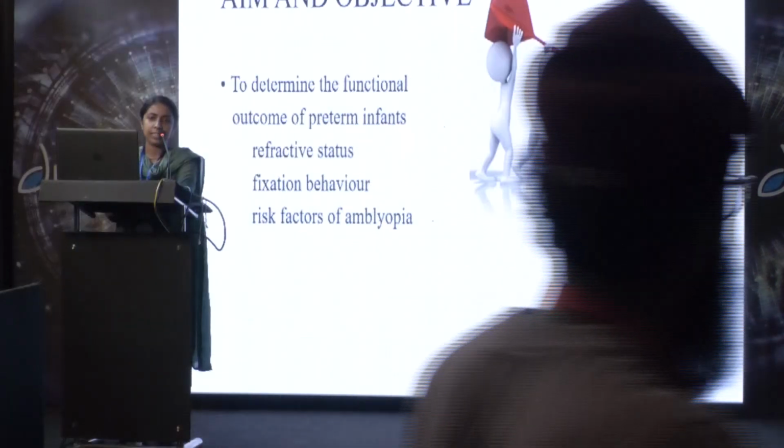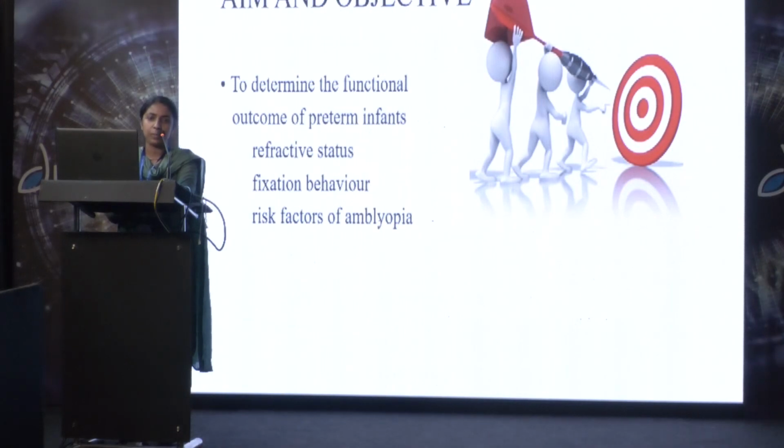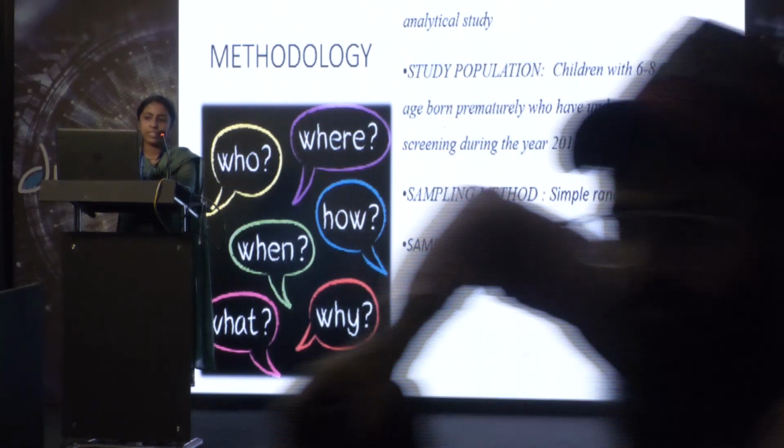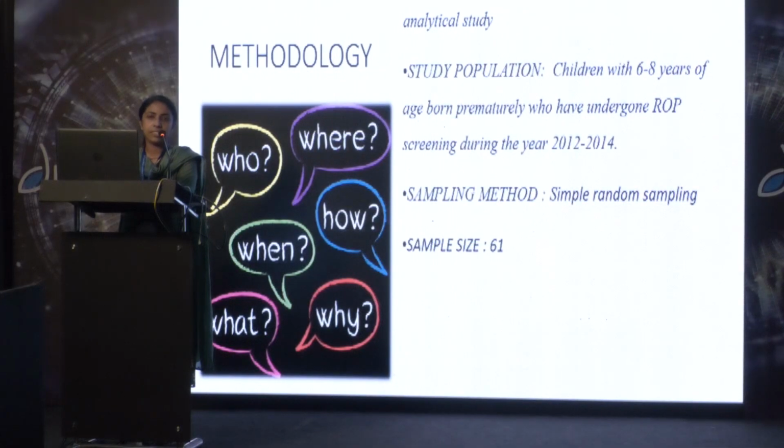The aim of my study was to determine the functional outcome of preterm infants based on their refractive status and fixation behavior, and also to analyze the risk factors for amblyopia. It was a hospital-based cross-sectional analytical study done in children 6 to 8 years of age who were born prematurely and who had undergone ROP screening during the year 2012 to 14. I did simple random sampling, and the sample size was calculated statistically using the formula 4PQ by D square, derived from my parent study.